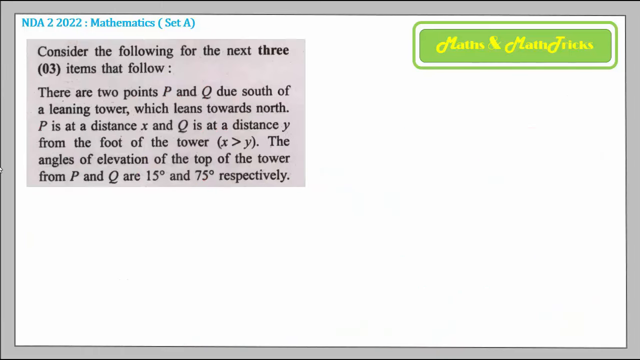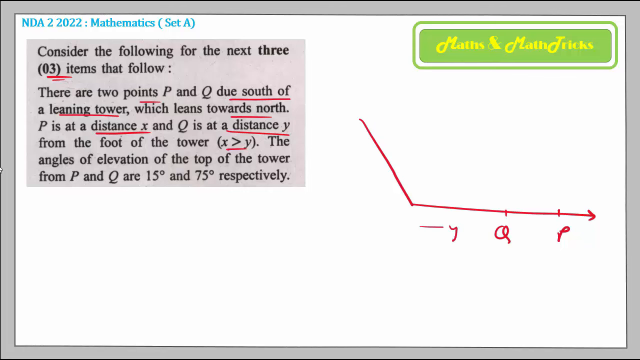So now in this question we have a paragraph which helps us to answer the 3 questions. So the paragraph reads, there are 2 points P and Q due south of a leaning tower which leans towards north. So suppose you have a tower like this which leans towards north, and to its south, this side, there are 2 points P and Q such that P is at a distance x and Q is at a distance y and x is greater than y. Means P is here, which is at a distance of x, and Q is before him at a distance of y unit. So this much is y, and the overall P distance from the foot of the tower is x. Okay, this is known to you.